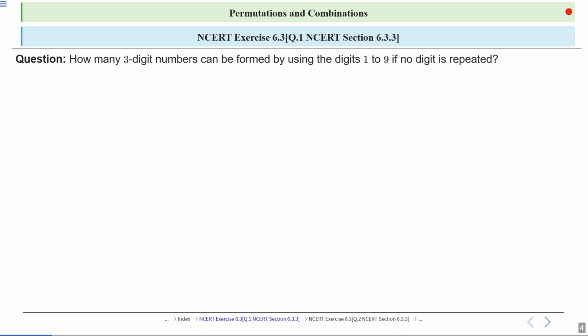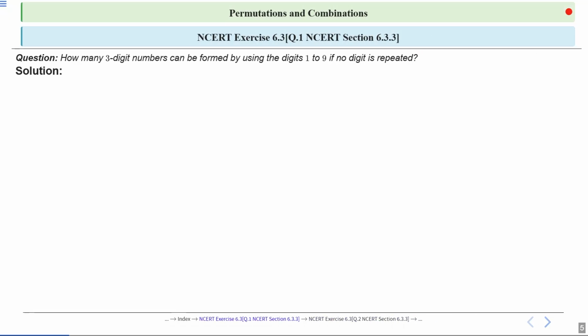Look at question number 1. This question asks us to find how many 3-digit numbers can be formed by using the digits 1 to 9 if no digit is repeated. That means without repeating any digit, we have to find the number of 3-digit numbers formed using the digits 1 to 9. So let's start the solution.